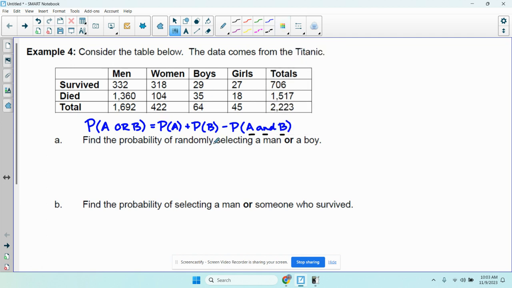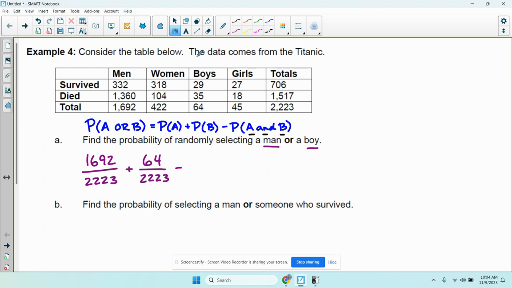So we're going to use the same logic on this problem here. So this says find the probability of randomly selecting a man or a boy. So that's going to be the probability of a man. All men. How many men are there that I can pick from? Well, the total number of men is this 1692. So this is going to be 1692 over the total number of people, plus the probability of a boy. Any boy living or survived or not. So that's this entire column. Well, that's 64 boys over 2223. Minus the probability of selecting a man and a boy.